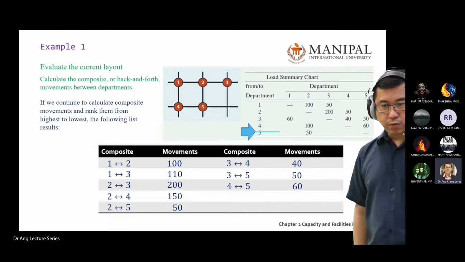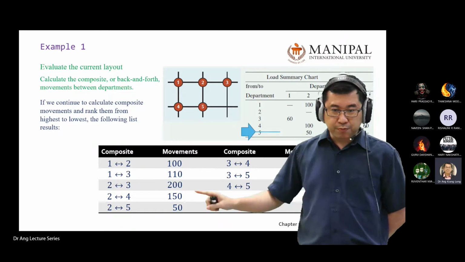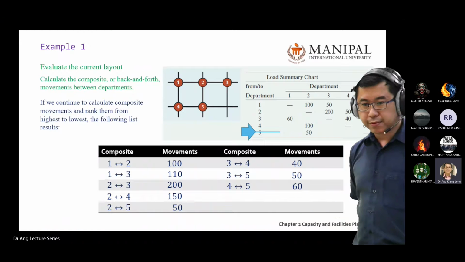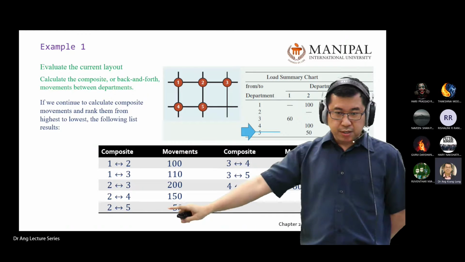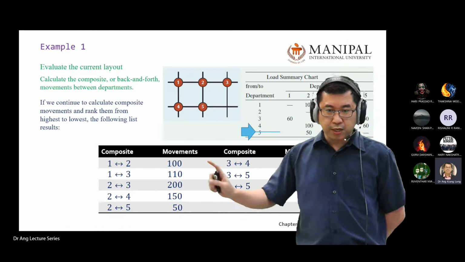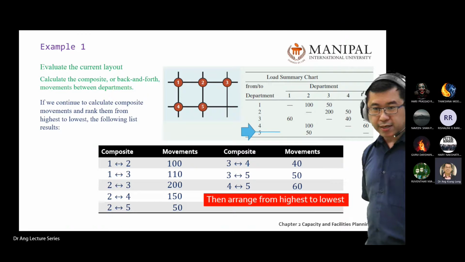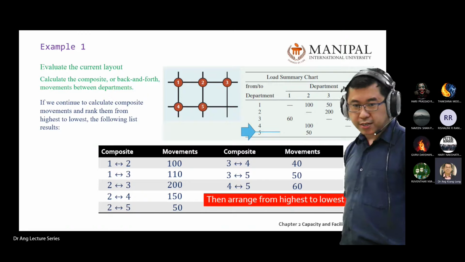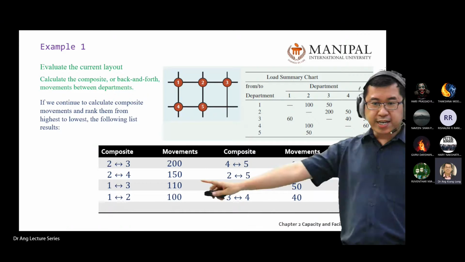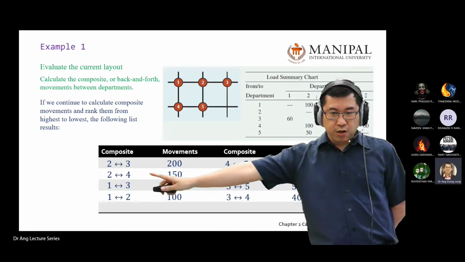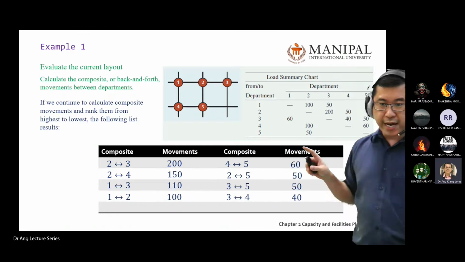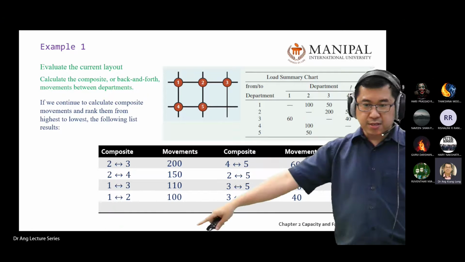From the exercise we do, next step, you see all this movement, right? Arrange from the highest number to the lowest number. Arrange the composite based on movement. For example, 200, you pull to the top. You will get this new chart. I'll change this chart to this new chart. So the highest is 2 to 3, 200, 2 to 4, 150, 1 to 3, 110, 1 to 2, 100, and so on. The highest to the lowest.